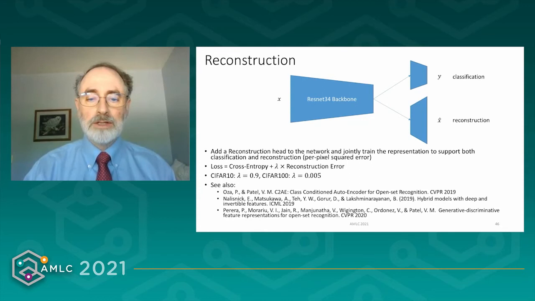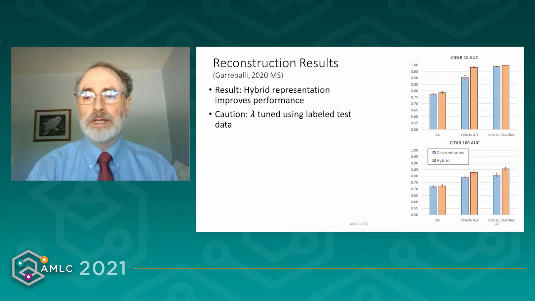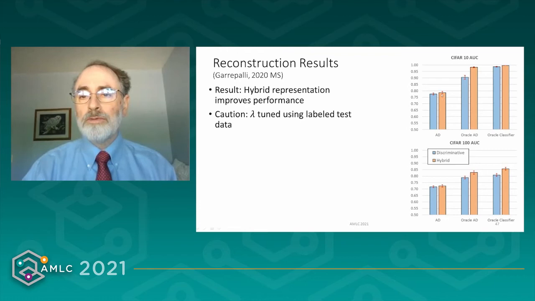In our work, again by my student Rishik Garapalli, we used very different values of lambda. And in this case, we cheated and found the lambda that gave the best performance because we were interested in a headroom analysis. So what we found was that this hybrid representation can really improve performance. There is very little improvement with the raw anomaly detector, but the Oracle can do much better. So somehow we are learning a better representation, and slightly better on the Oracle classifier. And those carry over to CIFAR-100 as well.